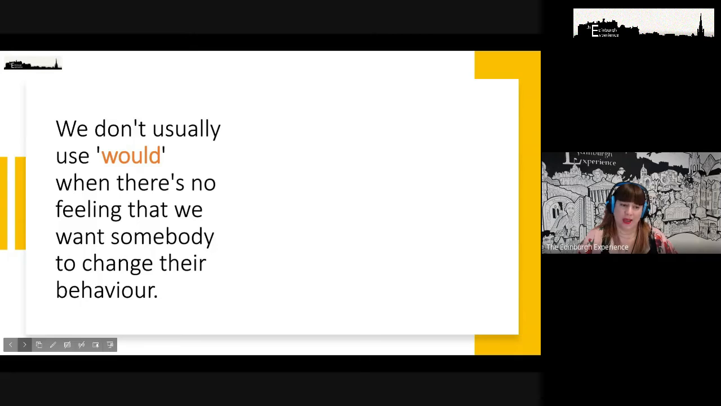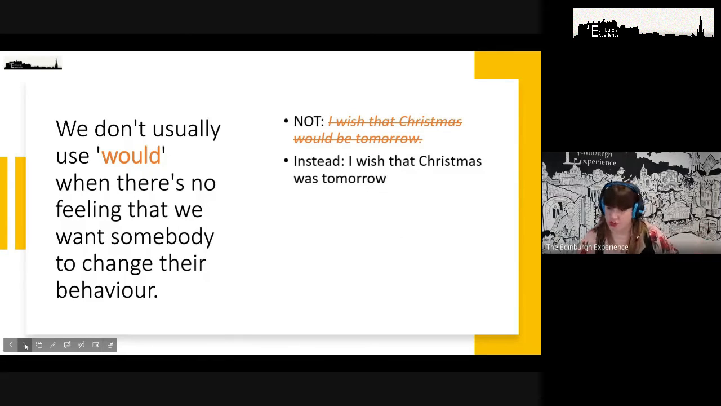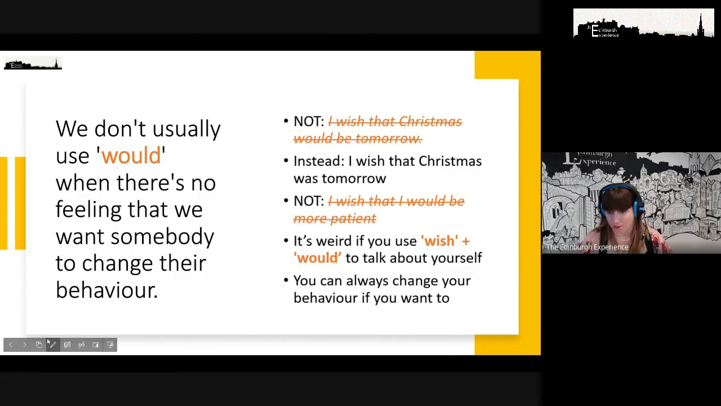We don't use it when there isn't this feeling that we want somebody to change, okay? So I wouldn't say, I wish that Christmas would be tomorrow, because I don't want that to change. It's just something I want, yeah? I would say, I wish that Christmas was tomorrow. And like I said before, I wouldn't use it to talk about myself. So I wouldn't say, I wish that I would be more patient. I would just say, I wish I was more patient. Because it's a bit strange to use this to talk about myself when I have the power to change it. Okay, I can change my behavior.